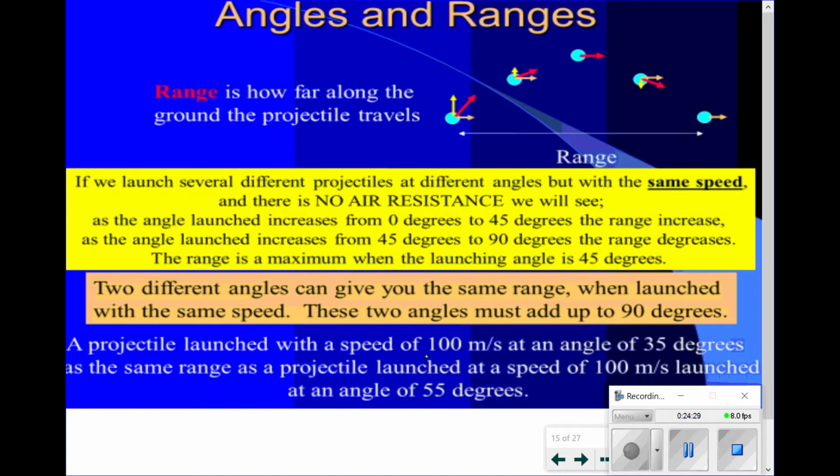So if I launch a projectile at 100 meters per second at 35 degrees, it will land in the exact same spot as if I launched 100 meters per second at 55 degrees. We're not going to say they're going to get there at the same time. They will get there in the same place. The one fired at 35 degrees would get there first because it's going to travel faster along the ground. The other one will take longer to go, but will get in the same spot.